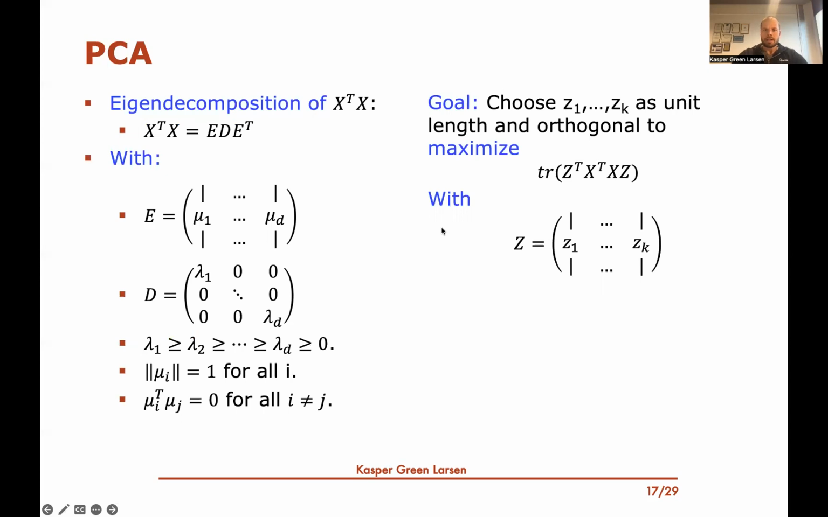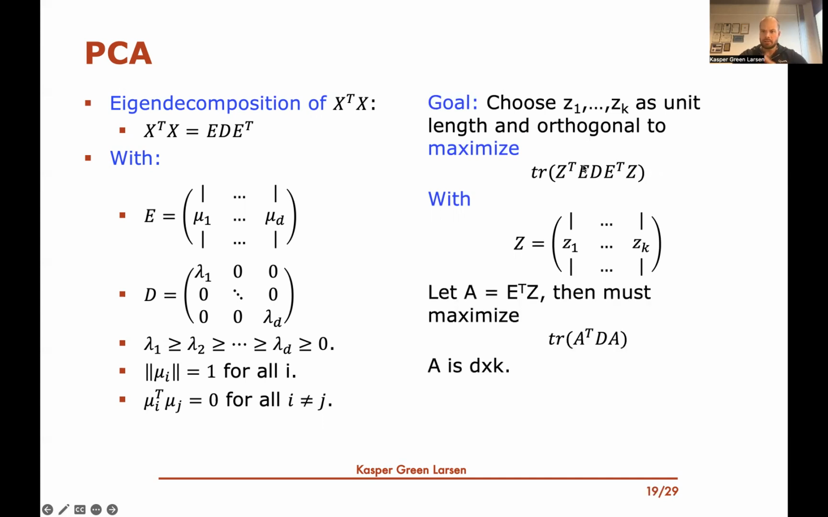Good. So what we have to do now is choose these k eigenvectors, unit length and orthogonal, to maximize this trace. So the z's form a matrix with these z's as columns, and we have to maximize this trace, and we're going to replace this X transpose X by E D E transpose. So this is what we do here. It now says E D E transpose in place of this. Okay, so this is what we have to maximize.